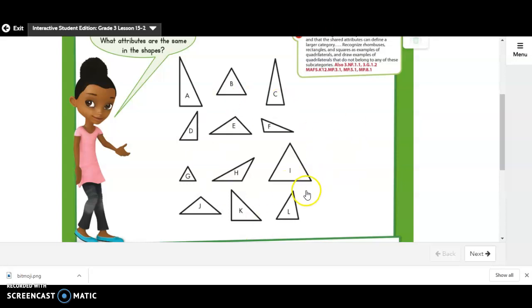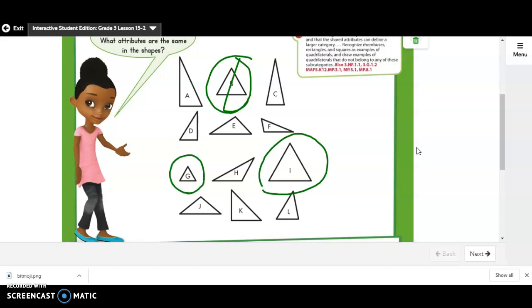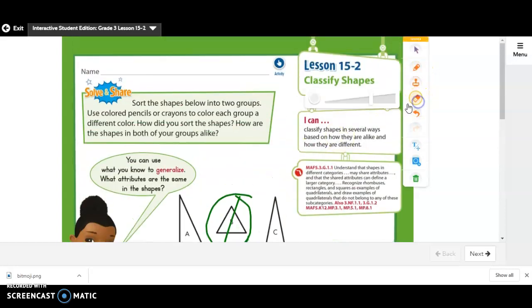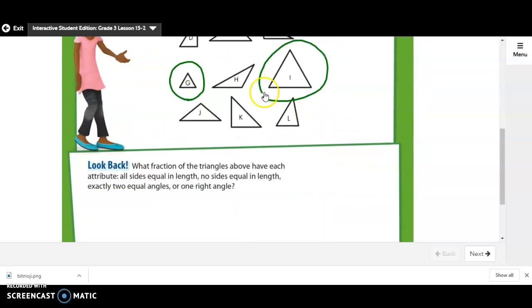Something I see right away that I think I'm going to use is I'm going to try to circle all the ones that have three sides of the same length. So there's one, looks like this one has all three sides that are the same length, and it looks like this one. So those three could be in a group together, and the rest would be in their own group since they don't have all three sides the same length. Now we could ignore that, and we could pick a different thing to go by, something different.